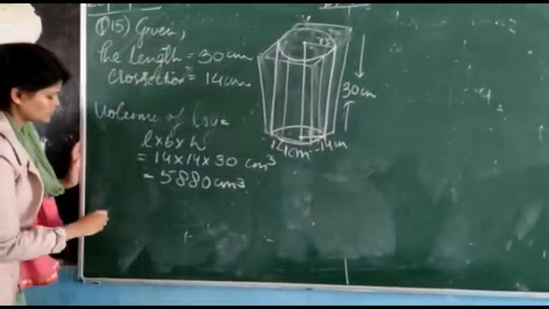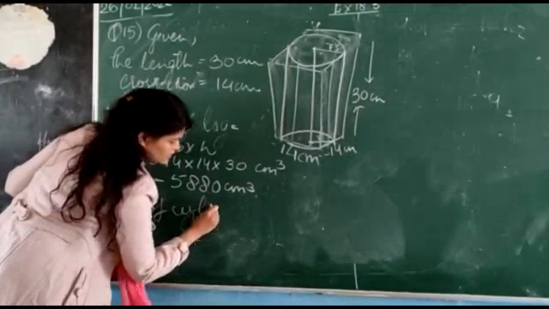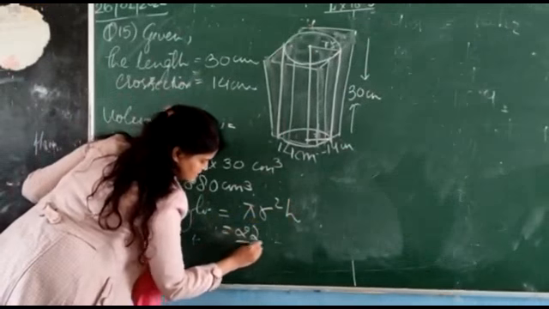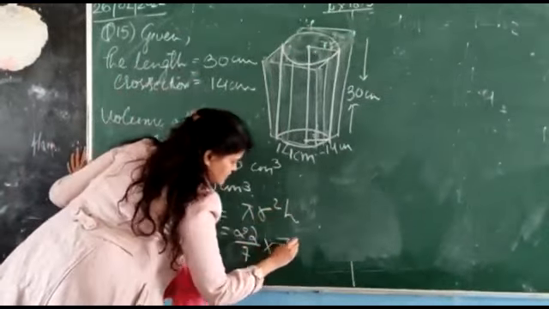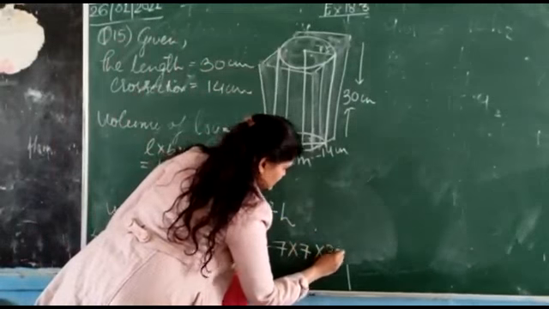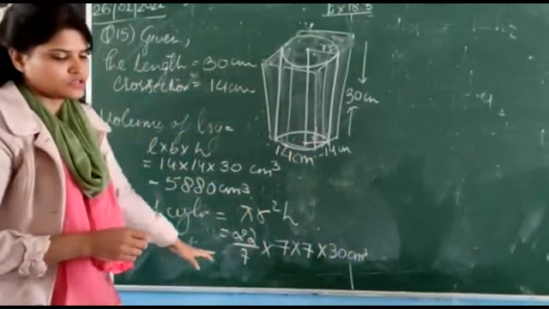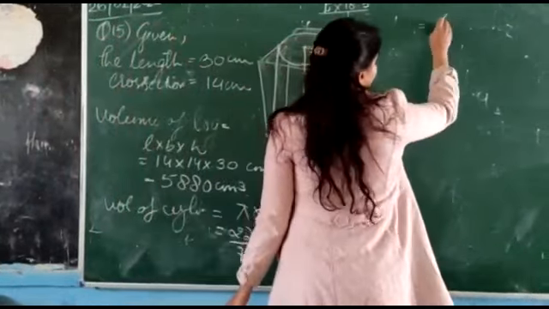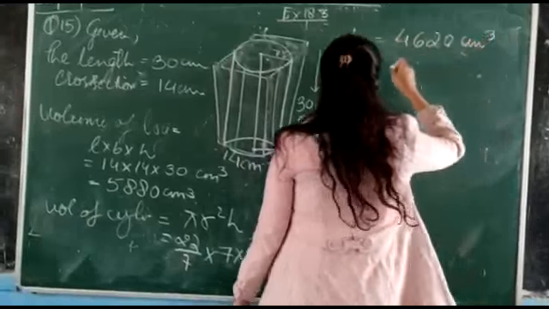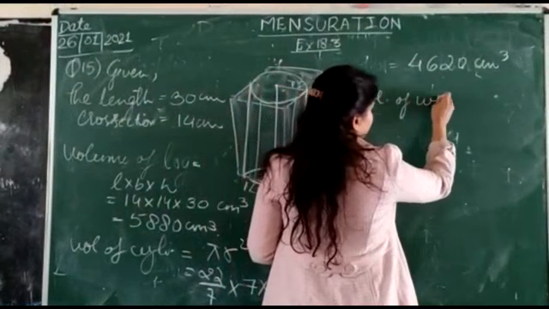So the volume of cylinder is equals to, now of cylinder is equals to pi r square h. Pi is 22 by 7, whereas r is 7 cm. It is square, so 7 into 7, and height is equals to 30 cm. And as it is volume, it will be in centimeter cube. So the volume will be 4620 centimeter cube.